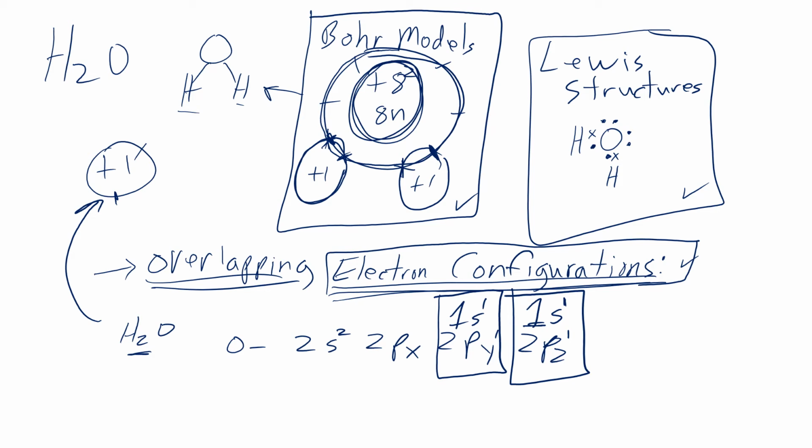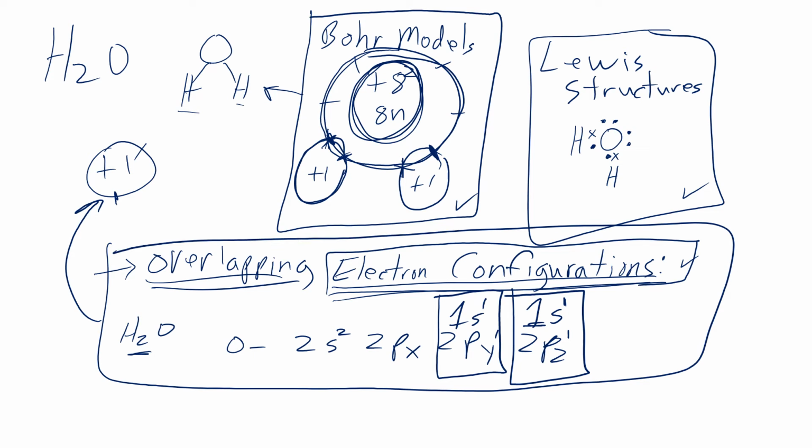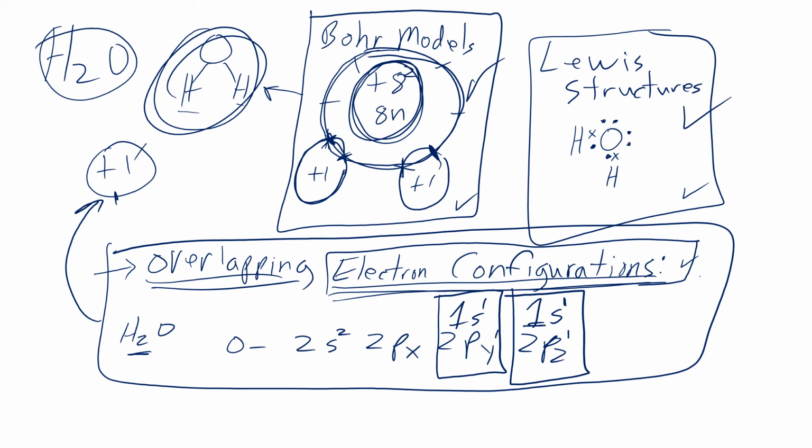So the electron configuration can tell us exactly where the electrons are being shared, gained, or lost. That's the power of this. So this is the third thing that you're going to be showing me. Remember, I'll give you the chemical formula, I'll give you the structural formula, you give me the Bohr model arrangement, the Lewis structure arrangement, and the overlapping electron configurations. We've got a couple more examples to do. So let's go to the next one.